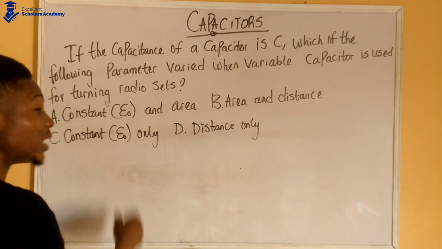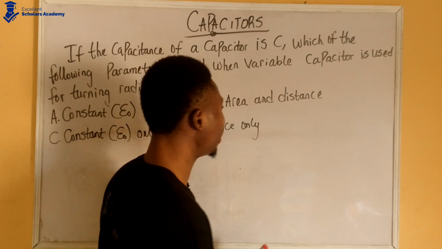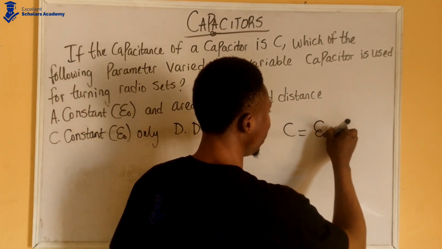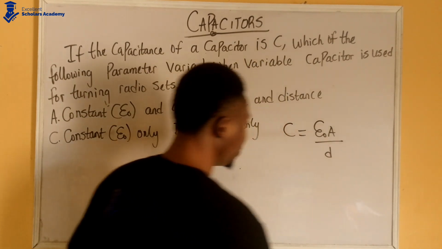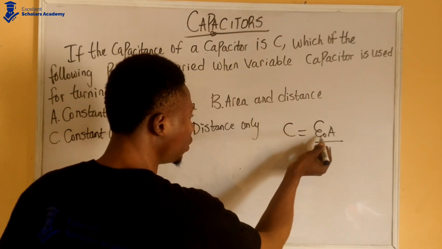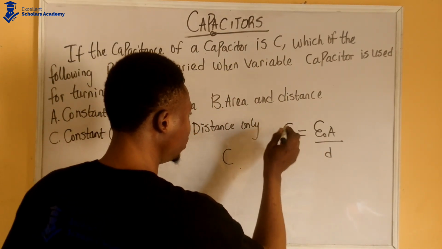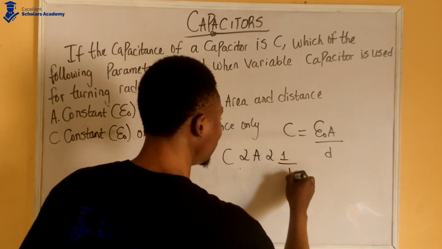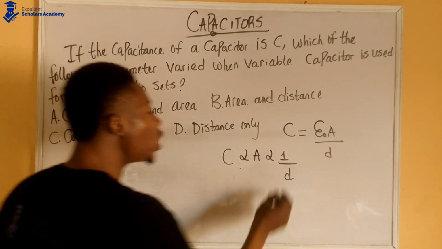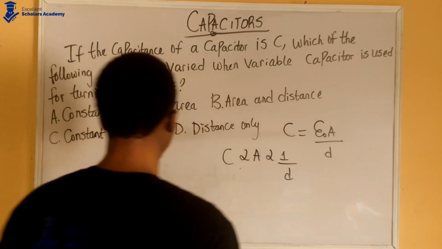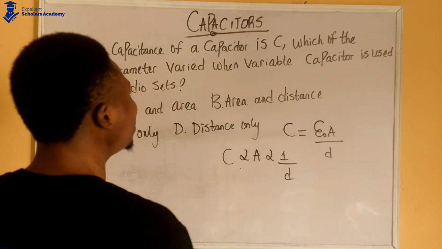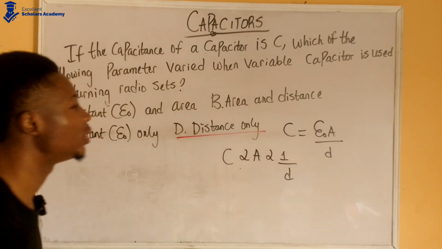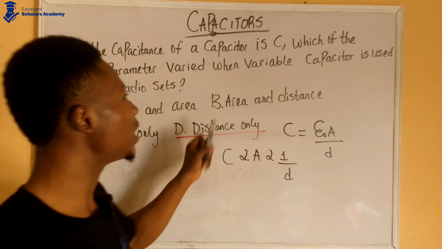This E naught constant is the permittivity of free space. The formula we know is that capacitance is equal to E naught A over D. Don't forget, E naught is constant. It means that the capacitance is directly proportional to the area and inversely proportional to the distance. So what will be varied here will be the distance. The only thing that will be varied is the distance only. So distance only is the correct answer to this question.